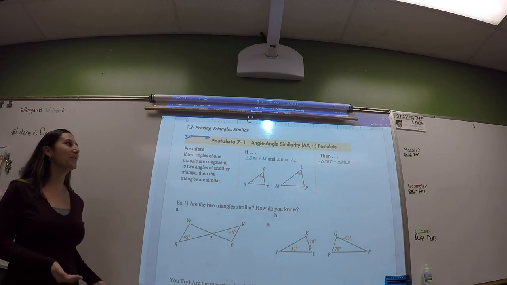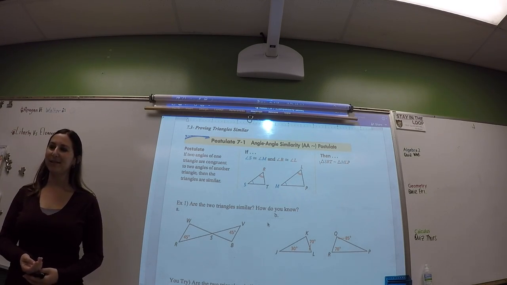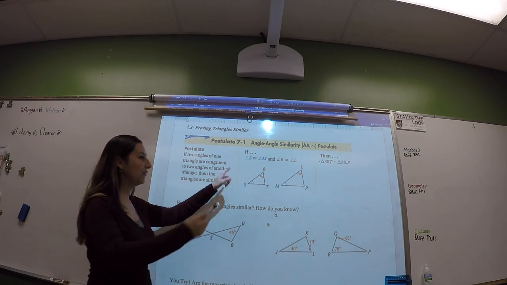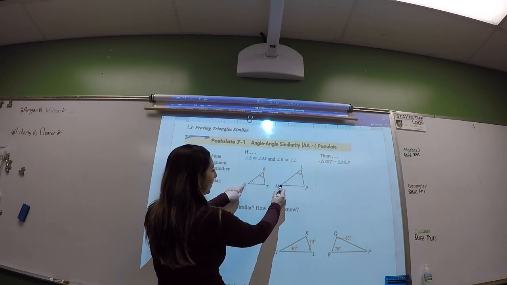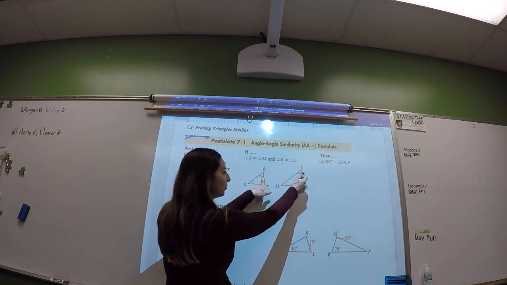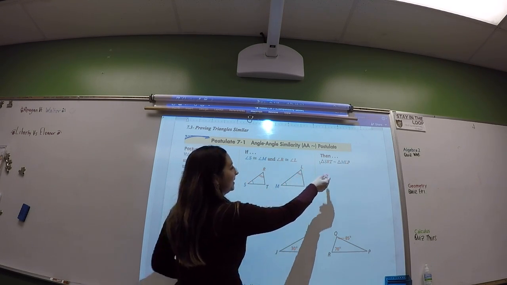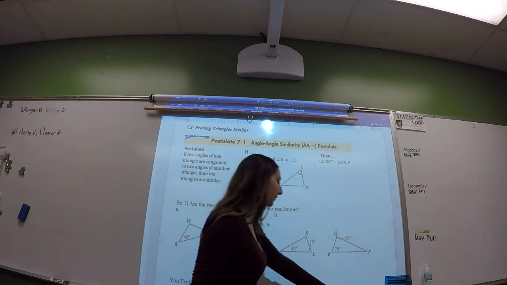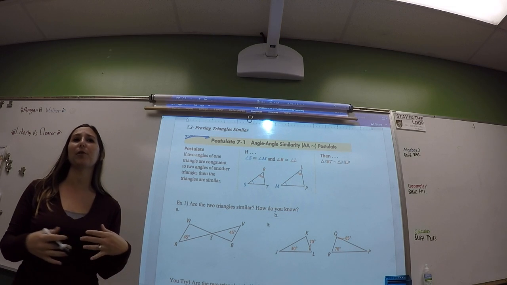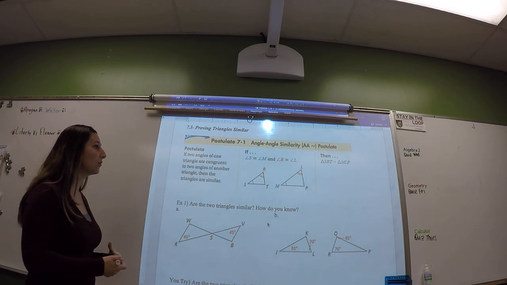Okay. We are proving triangles similar today. So the first theorem says if you have two pairs of congruent corresponding angles in two triangles, then that means the triangles are going to be similar. This only works for triangles. This does not work for any other shape, okay? So triangles only.